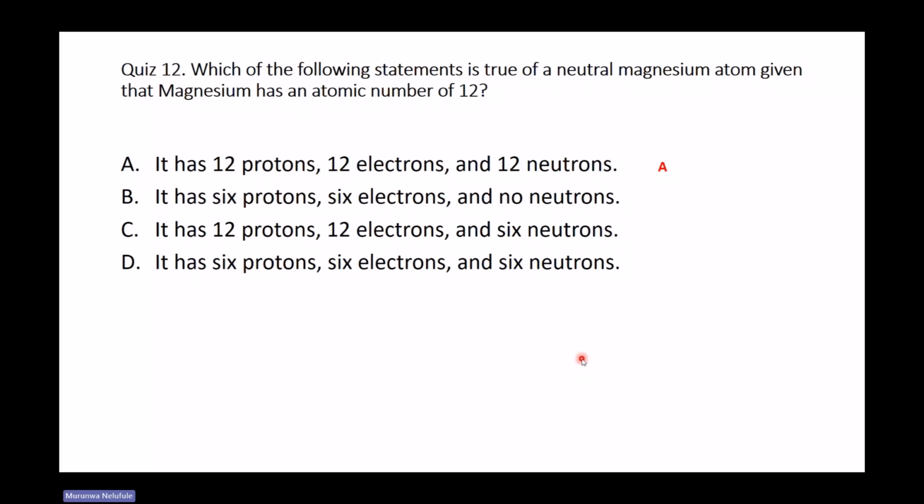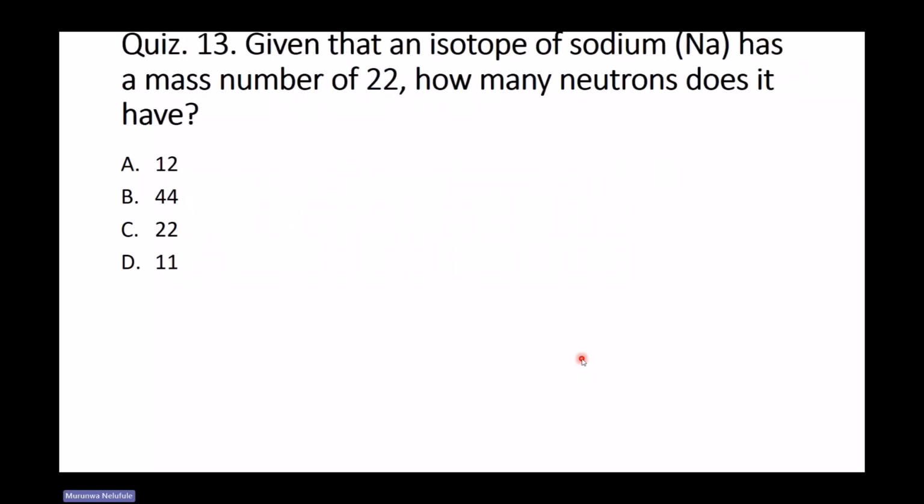So given the isotope of sodium has a mass number of 22, how many neutrons does it have? I think it's D, sir. All right, so everybody's going for D. So that's correct. Sodium has an atomic number of 11, meaning it has 11 protons. Then you subtract 11 from the mass number, and you have 11.